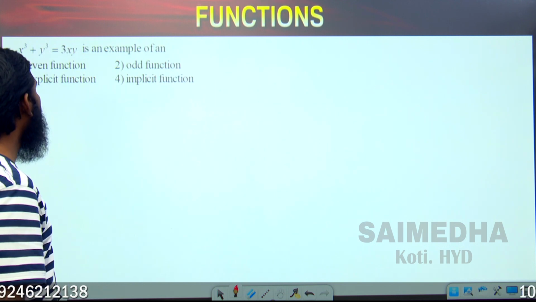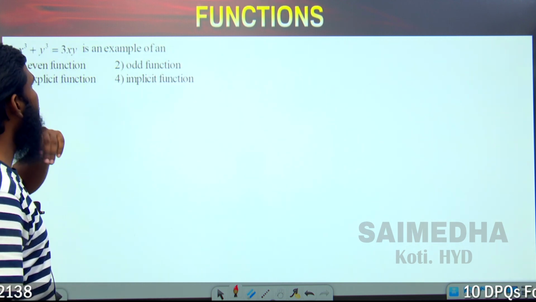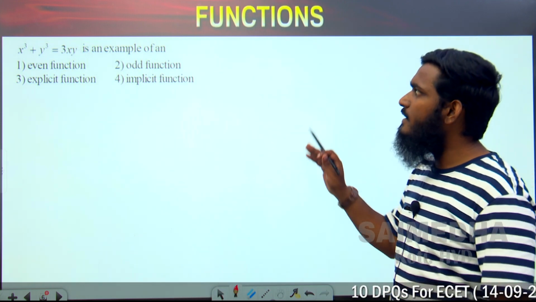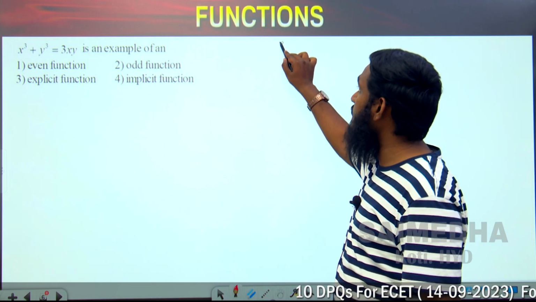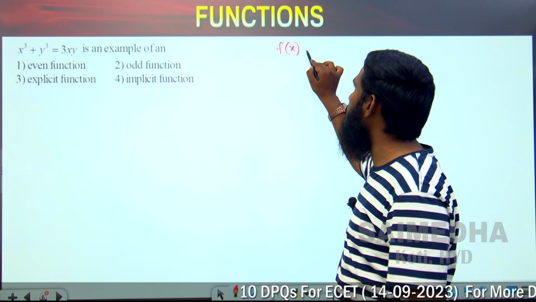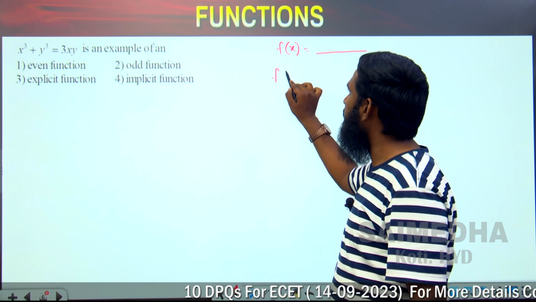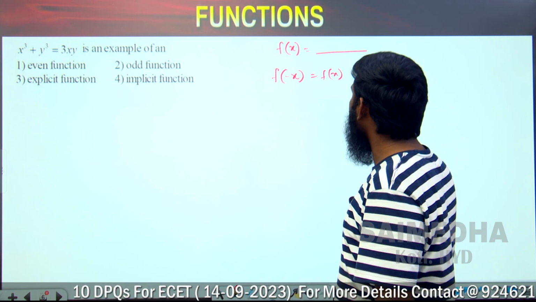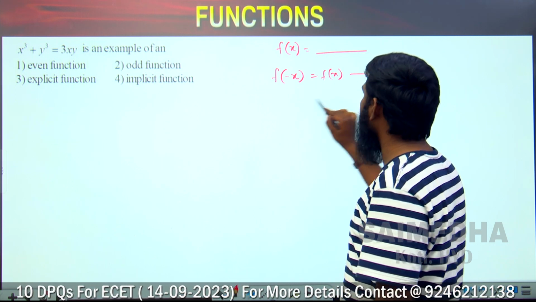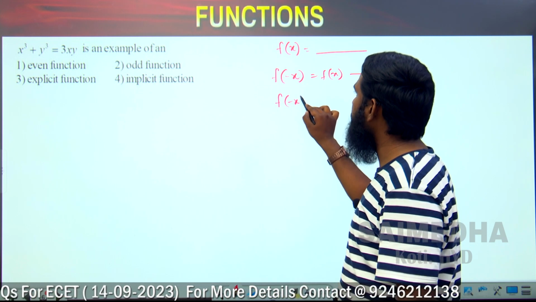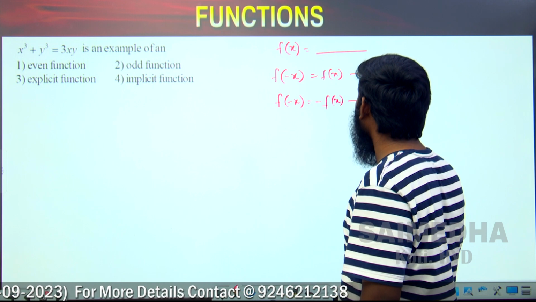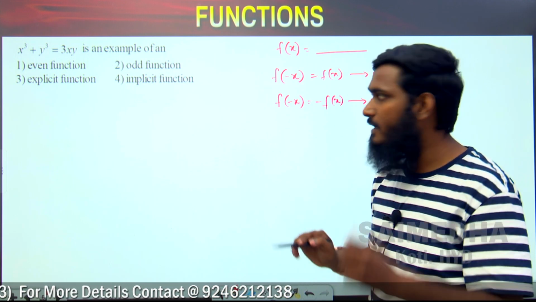Now let us go for the next question. X cube plus y cube is equal to 3xy is an example of. Now we are having two types of functions over here. Even and odd functions are different. Whenever it is given like this, f of x is equal to some function. If f of minus x is equal to f of x, then we call it an even function. If f of minus x is equal to minus f of x, then we call it an odd function, okay. This part we have taken.